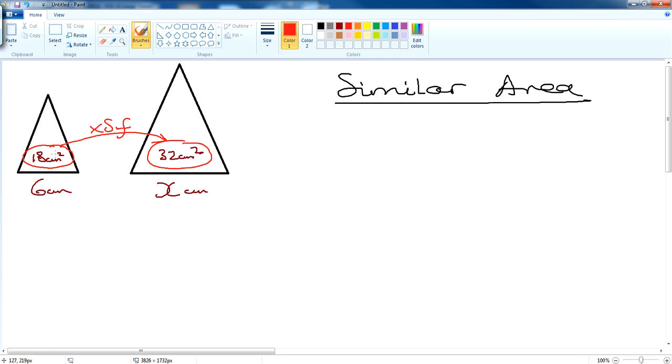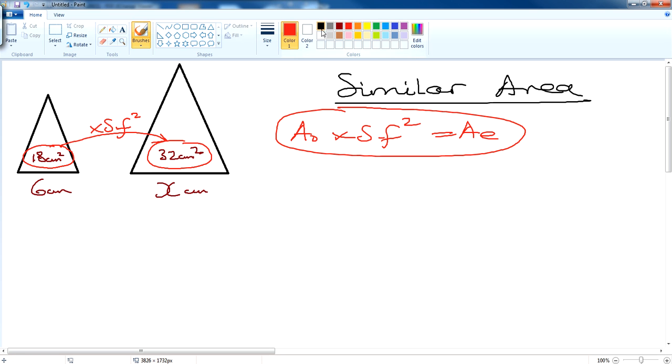Now, when you go from area to area, what we do is the scale factor squared. So we write down here, area of the original times by the scale factor squared is equal to the area of the enlarged. So that's our rule that we can apply. Now, what is the area of the original? 18, which is here. What is the scale factor? That is what we're actually looking for, scale factor squared. And what is the area of the large one? It is 32.